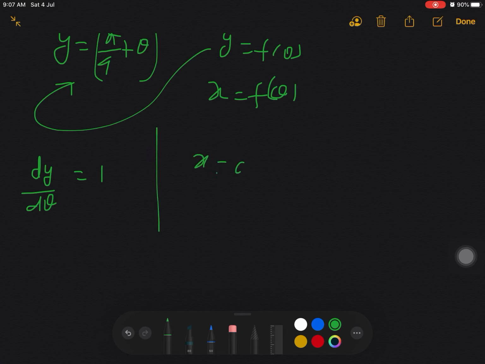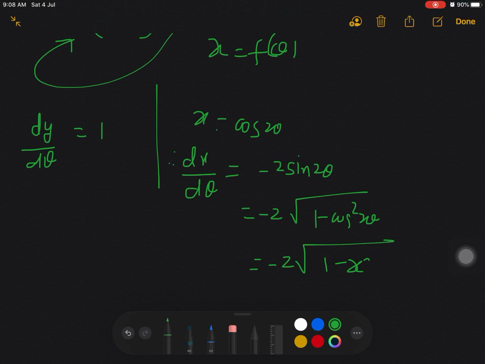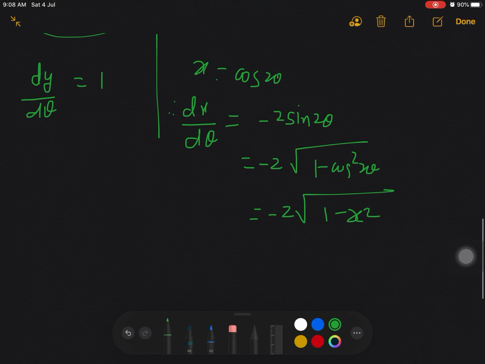Similarly, we are having x is equal to cos 2 theta, so we can write dx by d theta to be minus 2 sine of 2 theta. We can further club it as 1 minus cos square 2 theta, that is minus 2 whole root over 1 minus x square, what we have assumed.